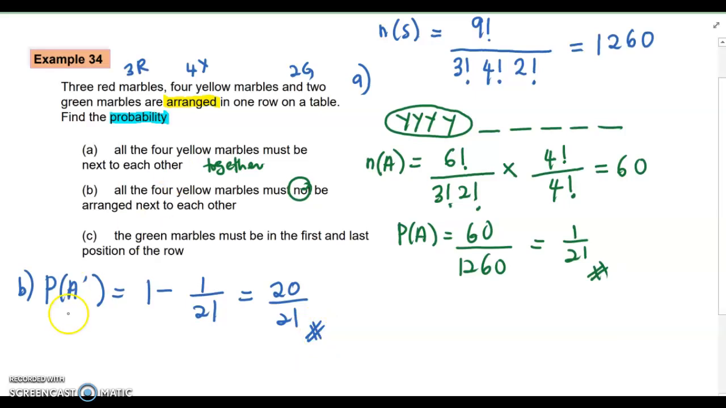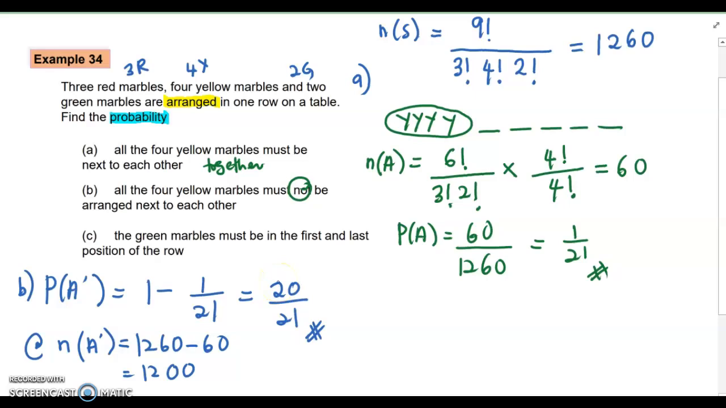Or you can find the number of A prime, which is 1260 minus 60, which is equal to 1200. To find the probability, 1200 divided by NS 1260. So the answer is 20/21.